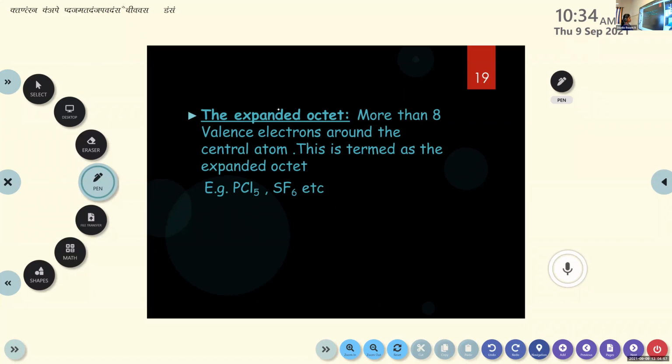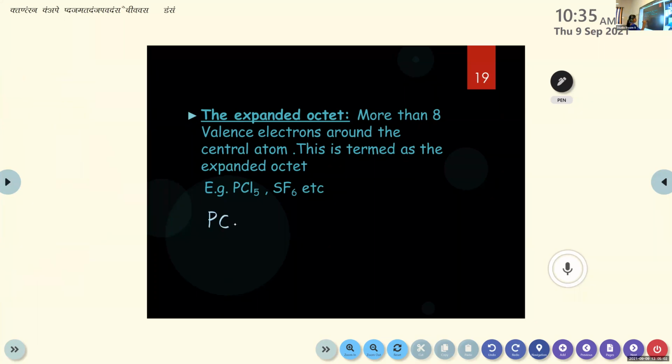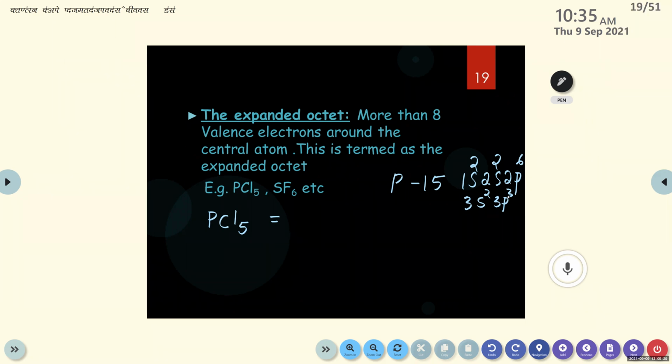So here we can discuss the example of PCl5. So first step, you can find out the total number of valence electrons in PCl5. Phosphorus, its atomic number is 15. So what about the total number of valence electrons? Yes, 3s2, 3p3, right? So it will be 5. 5. Okay.